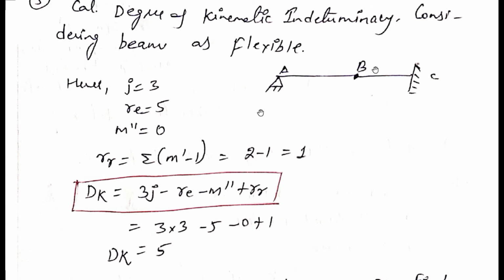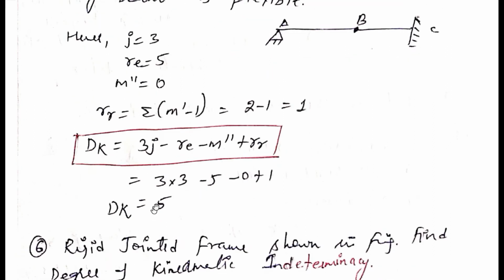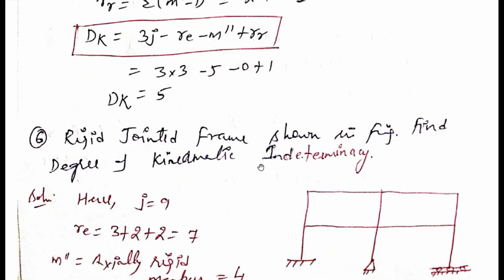The rr value is calculated as the summation of m dash minus 1. The members meeting at the hinge are AB and BC, so two members, and 2 minus 1 is 1. The dk value is calculated as 3j minus re minus m double dash plus rr. The number of joints is 3: 1, 2 and 3. So 3 into 3 minus re which is 5, minus m double dash which is 0, plus rr which is 1. So the dk value is 5. Move on to the next question.